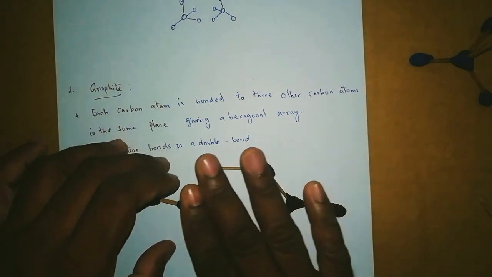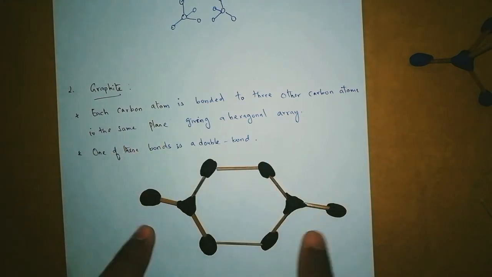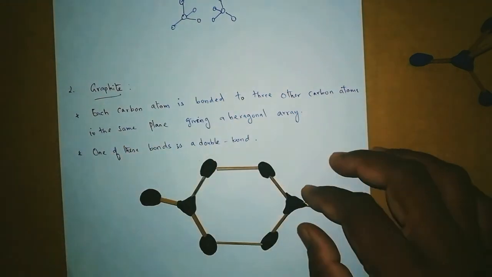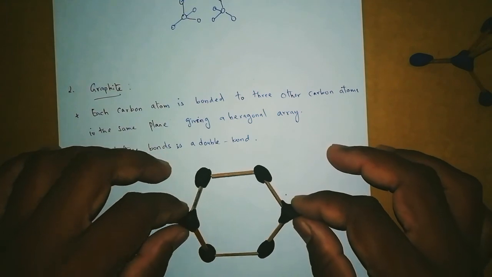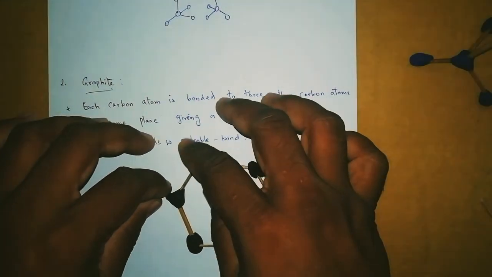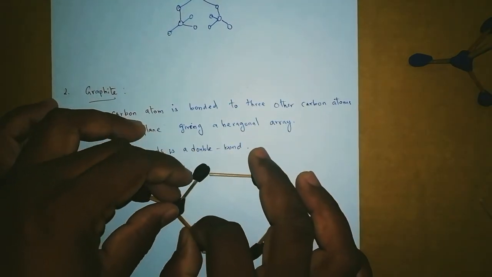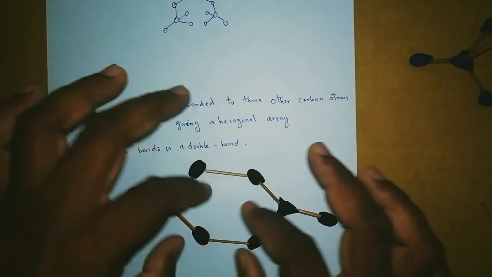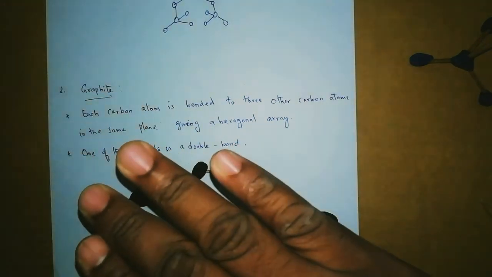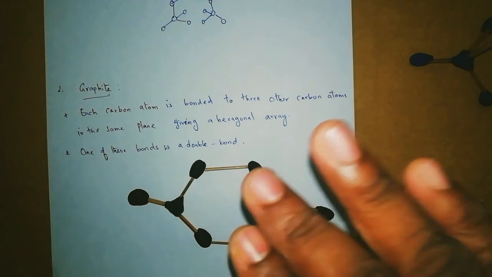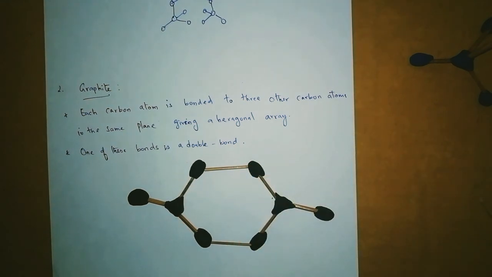That means if there is one here, we make another on top of it, so it looks like a sandwich. If we make it up and down like this, how will it look? It looks like that, right? So this is how graphite looks.